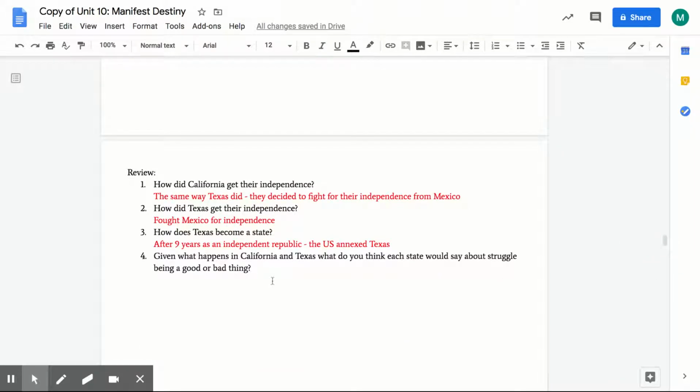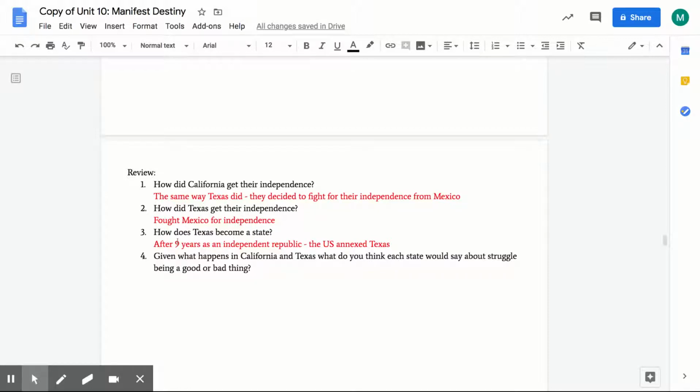All right, so we talked about California. How did they get their independence? The same way Texas did. They fought for their independence from Mexico and they won. Then, how did Texas get their independence? Just a quick reminder, they fought Mexico for their independence. It was a struggle, but they eventually won their independence. However, Mexico was not happy about this.